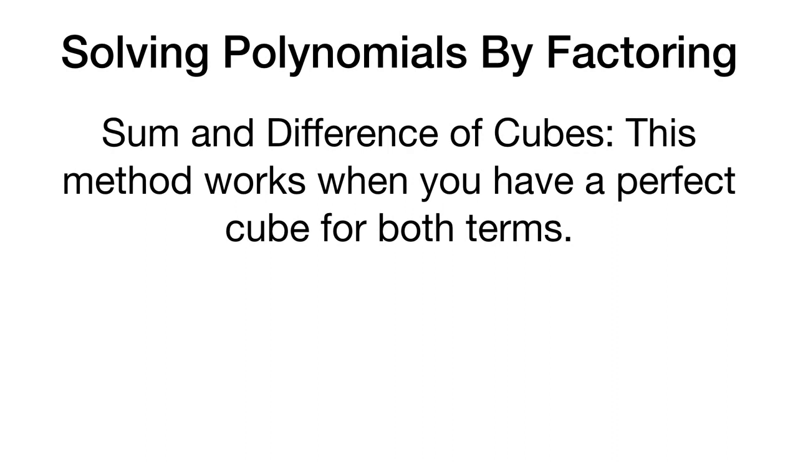This method works when you have a perfect cube for both terms. So for this section, we're going to need to start recognizing some basic cubes. For instance, 0 cubed is 0 times 0 times 0, or 0. By that same logic, 1 cubed is 1 times 1 times 1, which is 1. Now, when we start to get to 2, we have to go, well, 2 times 2 is 4, times 2 is 8. 3 cubed is 27. 4 cubed, 64. 5 cubed, 125, and so on.